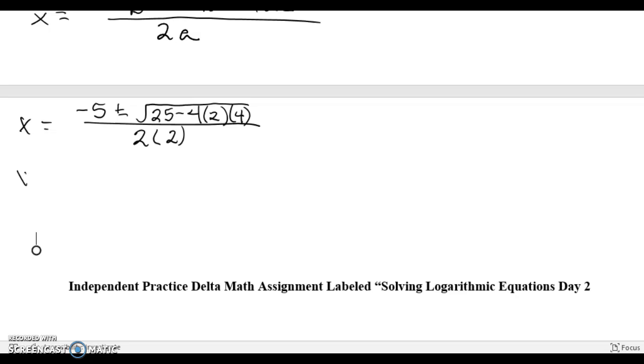Now we simply work it out. x equals negative 5 plus or minus the square root of 25 minus 36, which is negative. That gives us an imaginary solution. So this one has no solution.